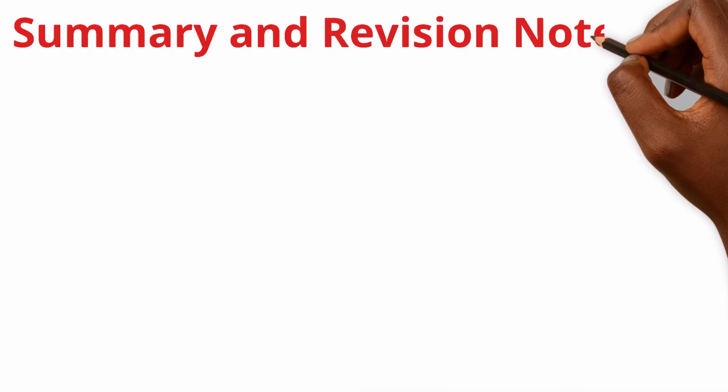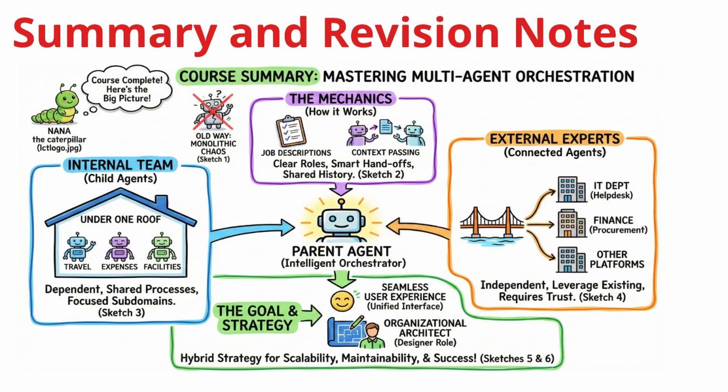Let's summarize Mastering Multi-Agent Orchestration. We've moved past the old way of chaotic monolithic bots. Instead, we use a central parent agent as the intelligent orchestrator. It relies on key mechanics like clear job descriptions and passing conversation context. The parent coordinates your internal team of dependent child agents, all under one roof, and also bridges to independent external experts in departments like IT or finance. By acting as an organizational architect and using this hybrid strategy, you build scalable solutions that deliver a seamless, unified user experience.